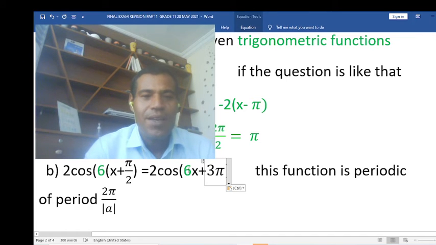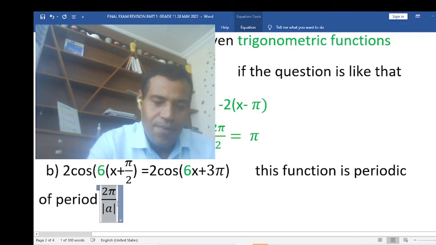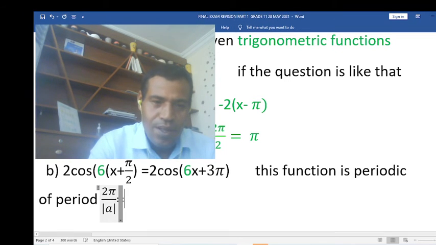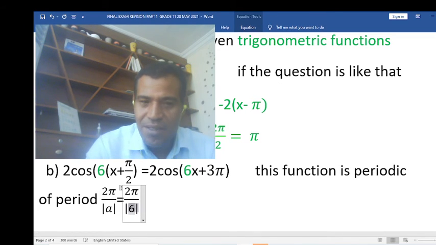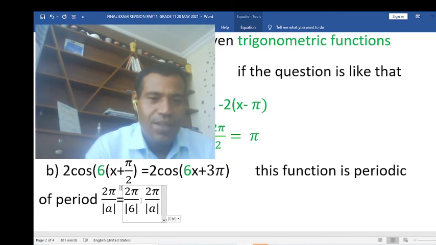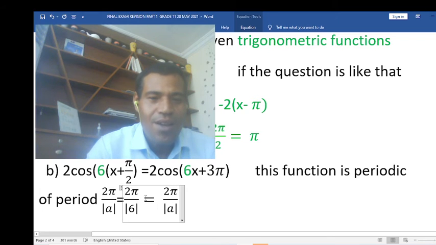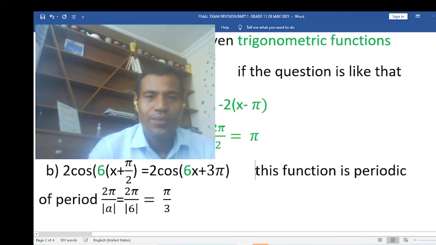Then I will just erase the rest, copy, plus 3 pi. So now this function is of period 2 pi over a. A is 6, so this should be equal to 2 pi over 6. That's substitution of 6. So 2 pi over 6 gives pi over 3, because you cancel the common factor, which is 2. I wish that this one is clear for you.